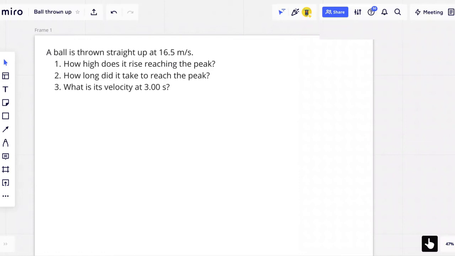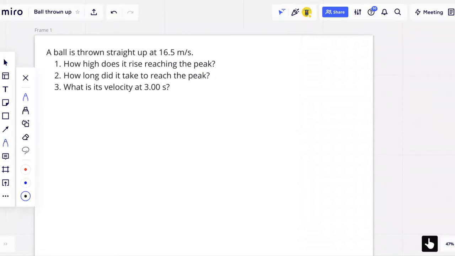So this is a pretty straightforward problem. A ball is thrown straight up in the air with an initial velocity of 16.5 meters per second. How high does it go when it reaches its peak? How long did it take? And how fast is it going 3.00 seconds later?